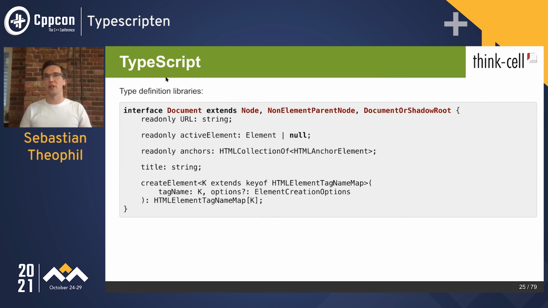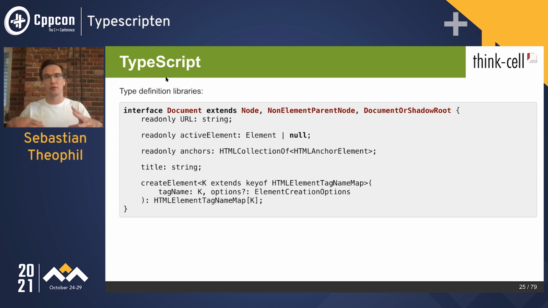That URL property is marked read-only, so I cannot set it. It must be a string. The document also has an active element, which is an element, so that's essentially an HTML element, or it can be null. That's good to know. And the fourth property is the document title. It's also a string, but importantly, I could set it. So that's also good to know.